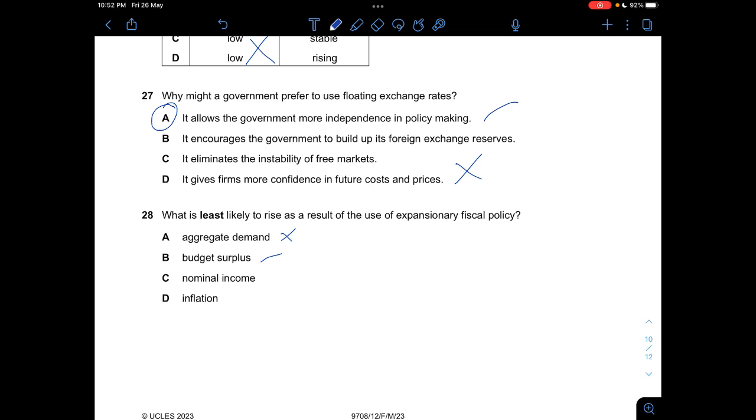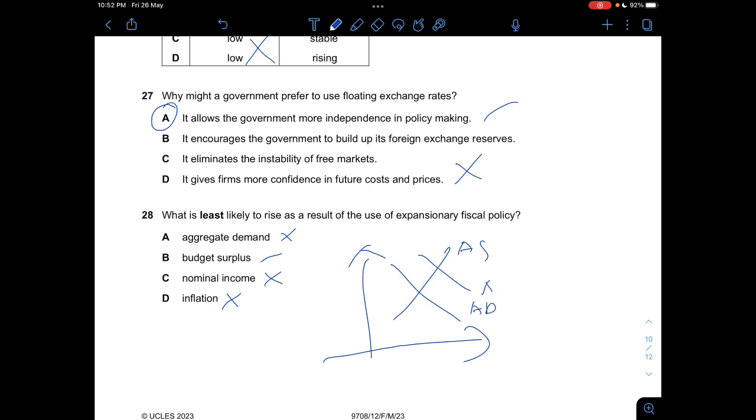Your nominal income would increase, and then your inflation would increase as well because of the shape of the AD curve to the right, so it looks something like this. So when you shift to the right, your price level increases, and then your nominal income increases, and then your AD increases. So answer is B.